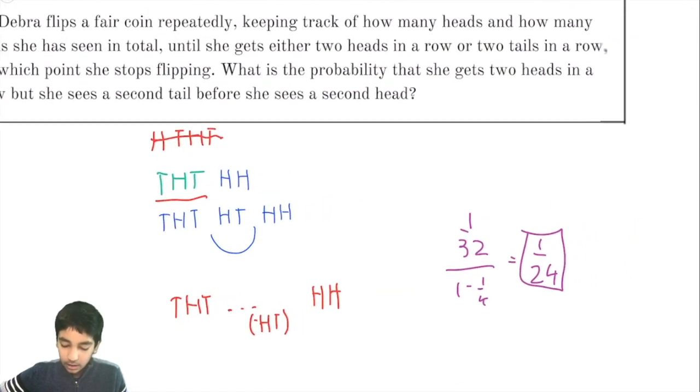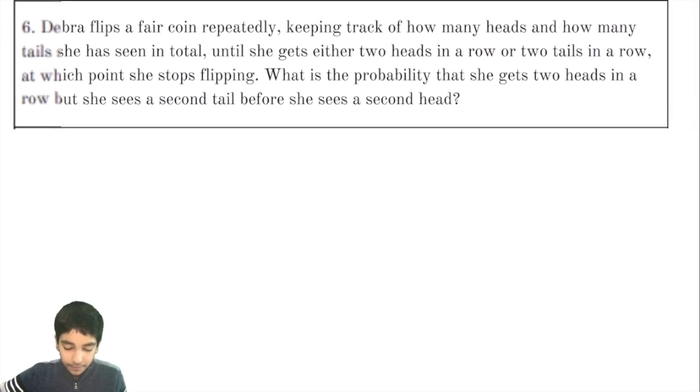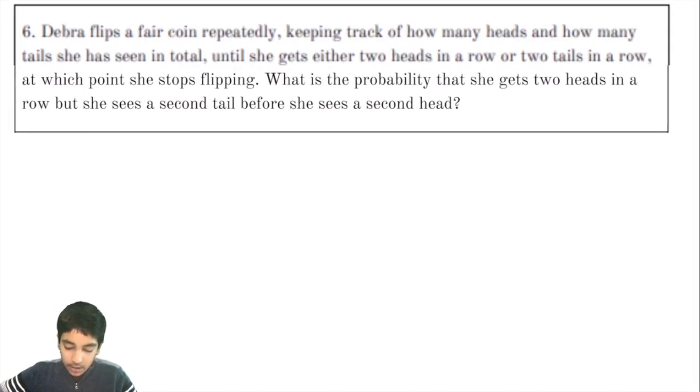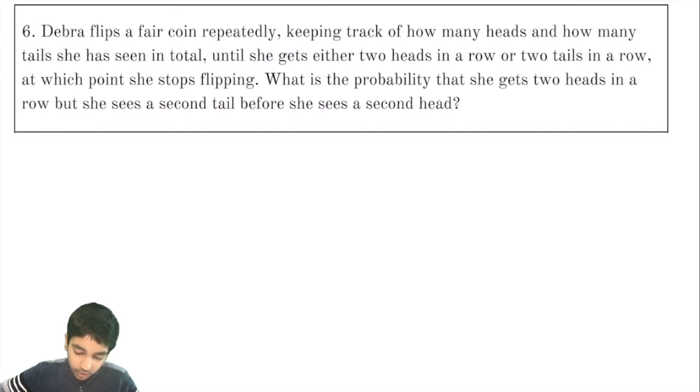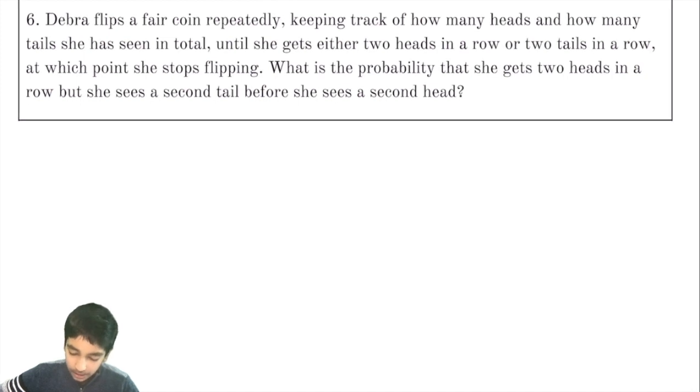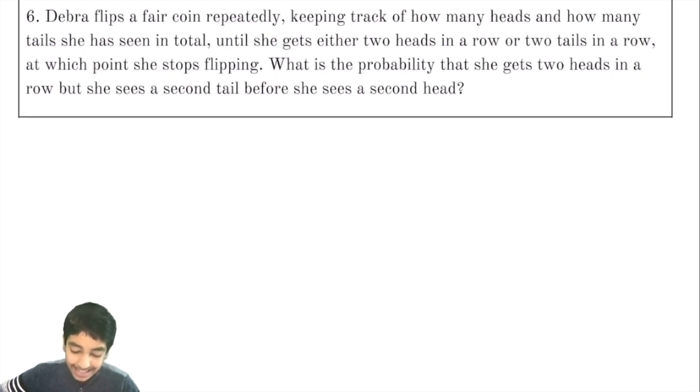Now let me show you the states solution. Deborah flips a fair coin repeatedly, keeping track of how many heads and how many tails she has seen in total, until she gets either 2 heads in a row or 2 tails in a row, at which point she stops flipping. What's the probability she gets 2 heads in a row, but she sees a second tail before she sees a second head?